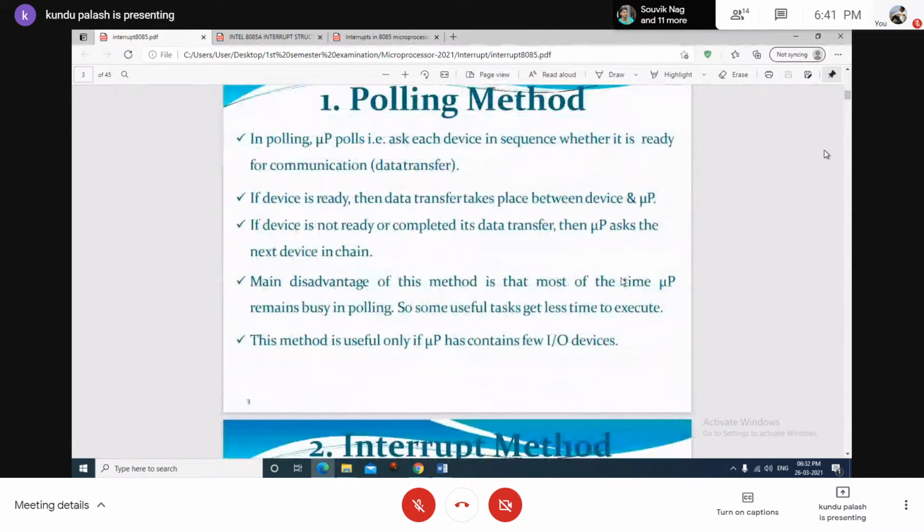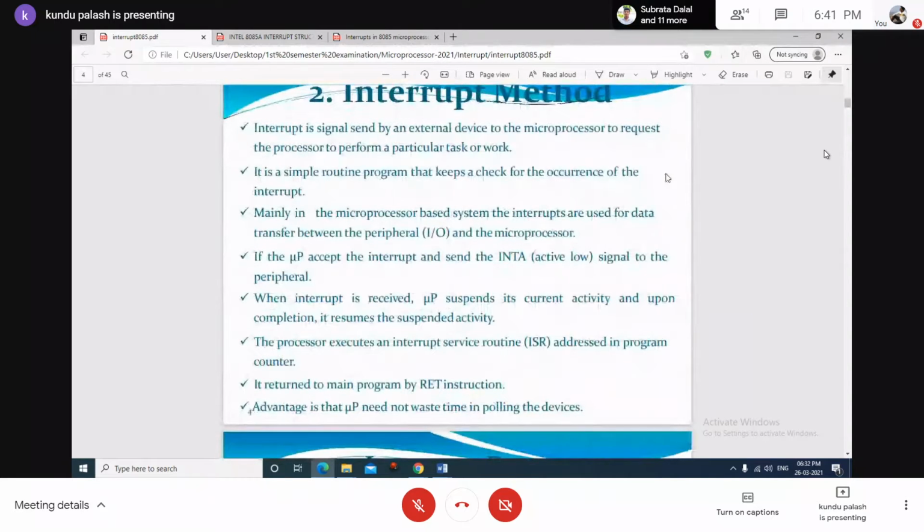I will discuss the polling method later, but what is the interrupt method? Interrupt is a signal sent by the external device to the microprocessor to request the processor to perform a particular task or work. It is a simple routine program that keeps a check of the occurrence of the interrupt. Mainly in microprocessor-based systems, interrupts are used for data transfer between the peripheral I/O and the microprocessor, that is, the memory connected to the microprocessor. This is one important example of the interrupt.